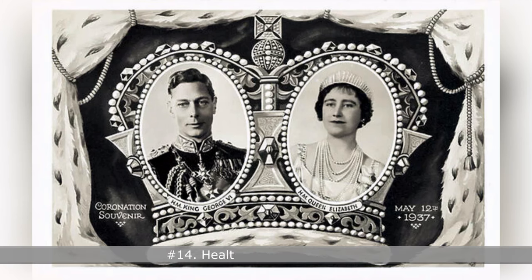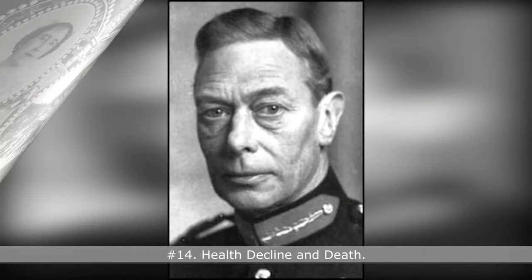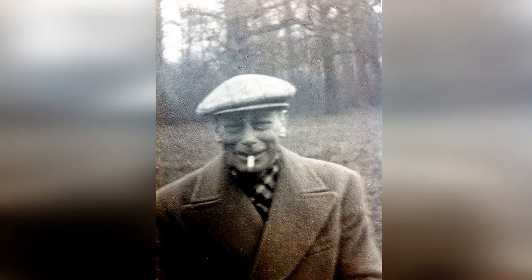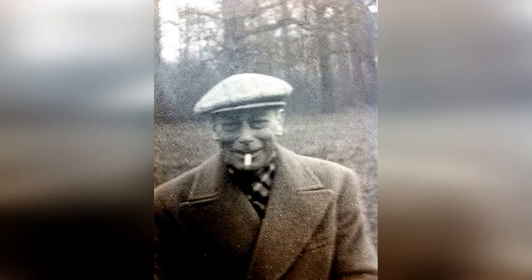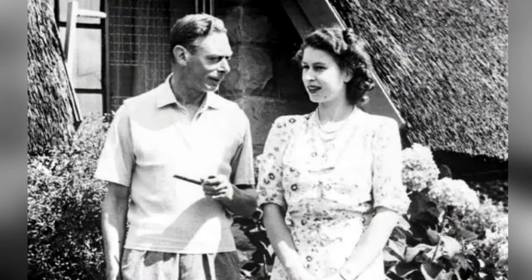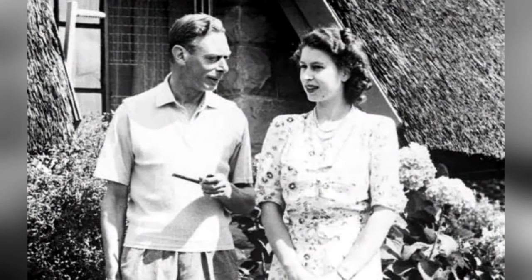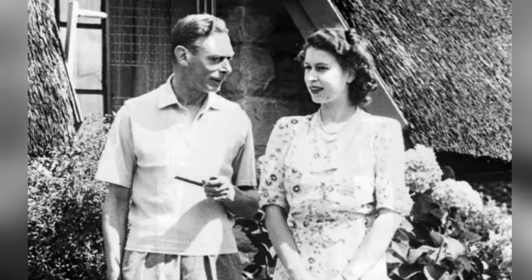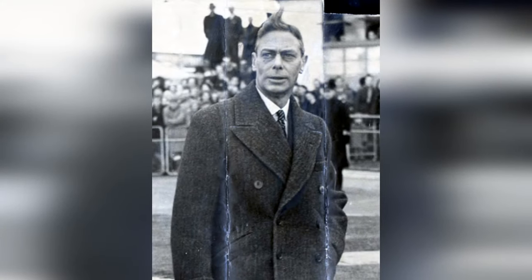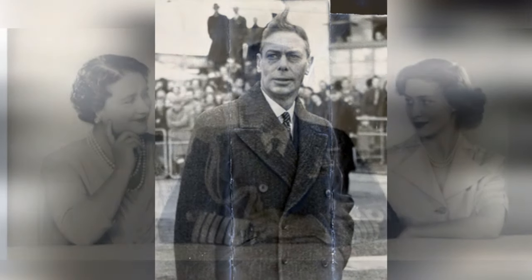Number 14. Health decline and death. King George VI's reign was overshadowed by serious health problems. In 1949, he nearly lost his leg due to an arterial blockage, necessitating surgery and leading to the postponement of an important tour. His health was further compromised by lung cancer, a consequence of his heavy smoking, which resulted in the removal of his left lung in 1951.